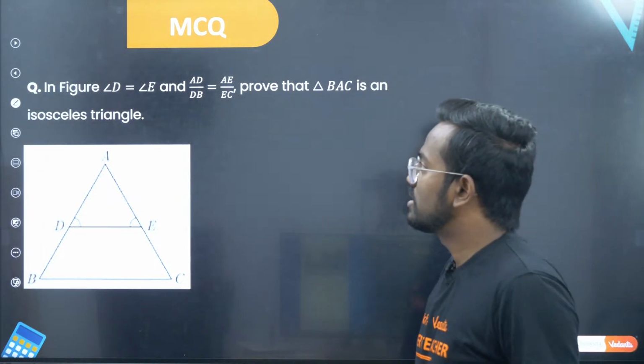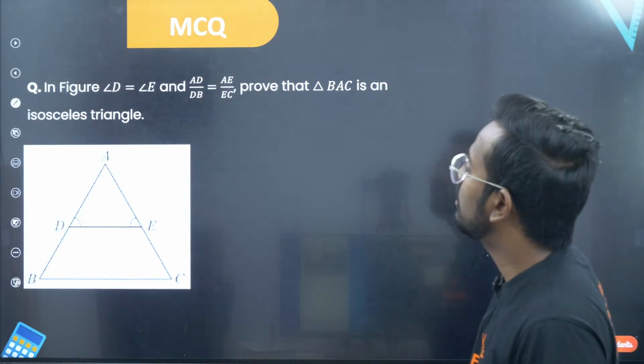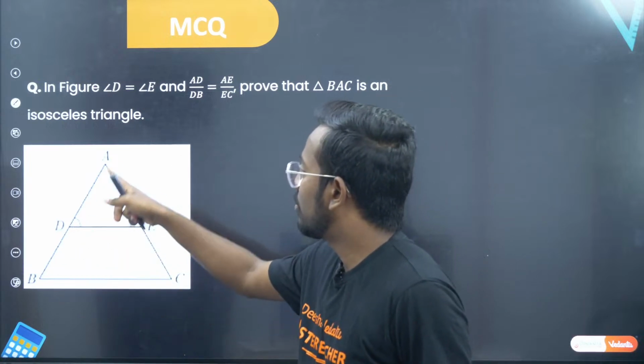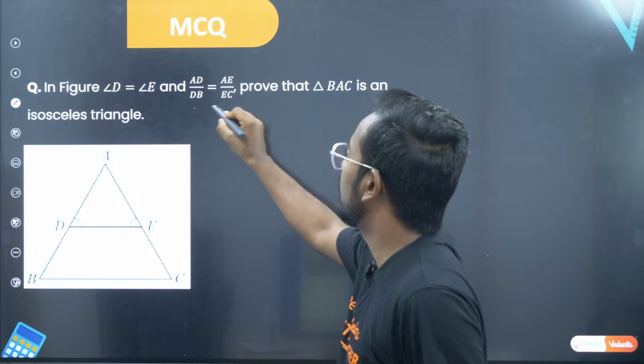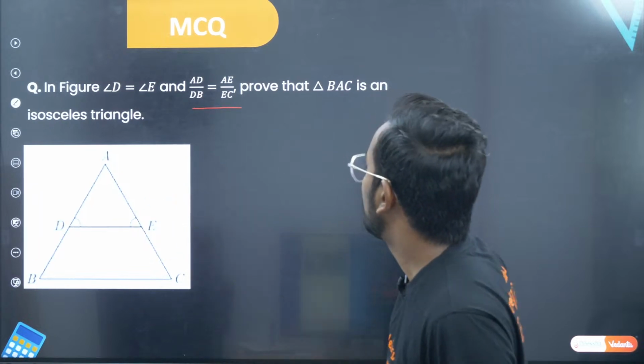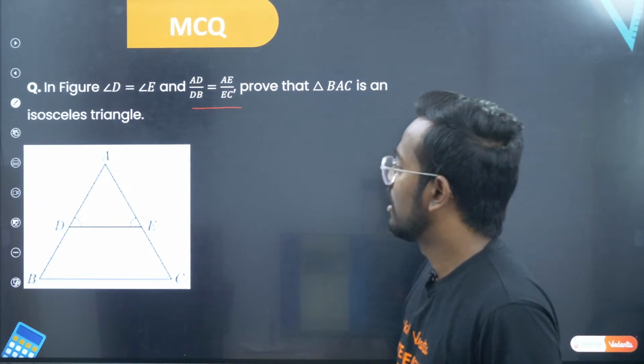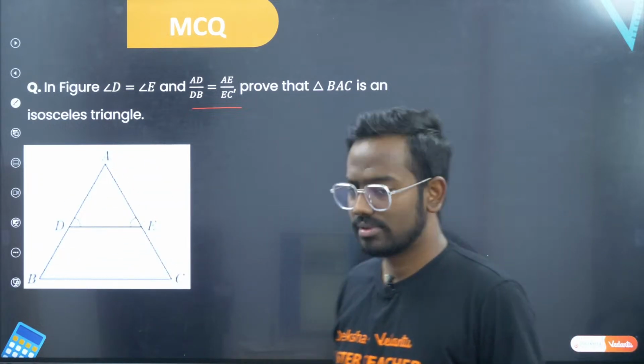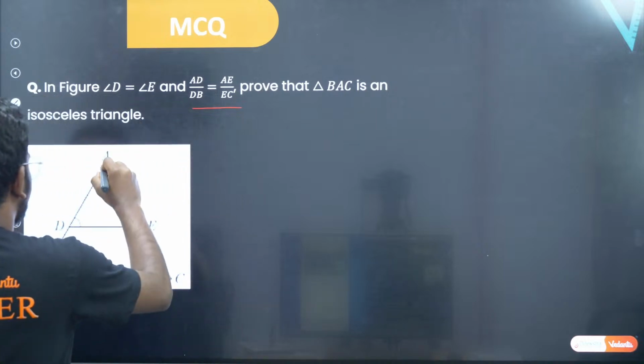Let's take up the next question. The question says, in the figure, angle D is equal to angle E. They have already given AD by DB is equal to AE by EC. Prove that triangle BAC is an isosceles triangle. I need to prove this bigger triangle to be an isosceles triangle. Let me draw this properly once more.